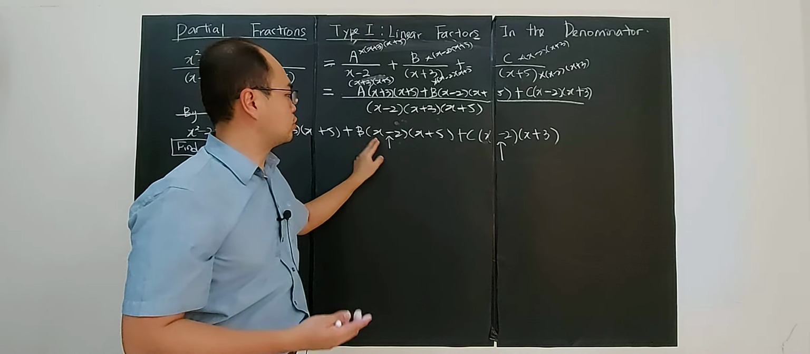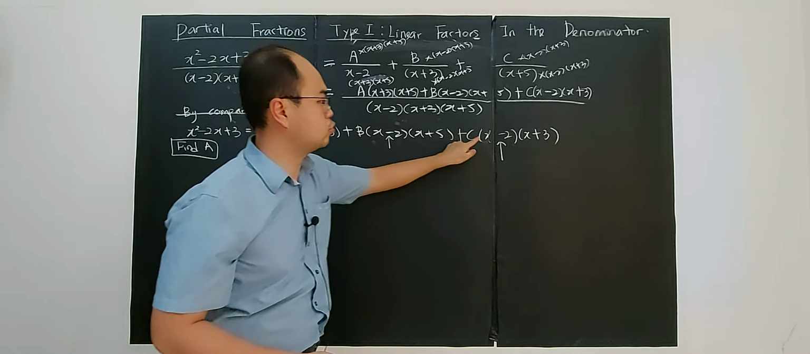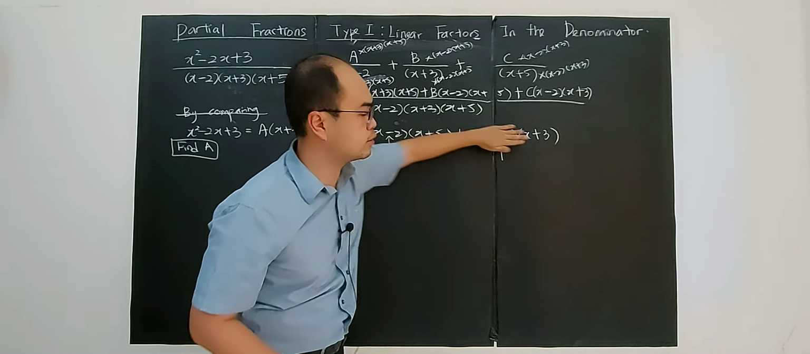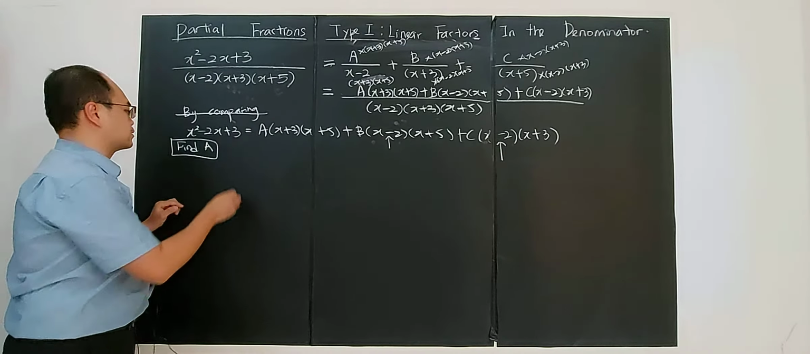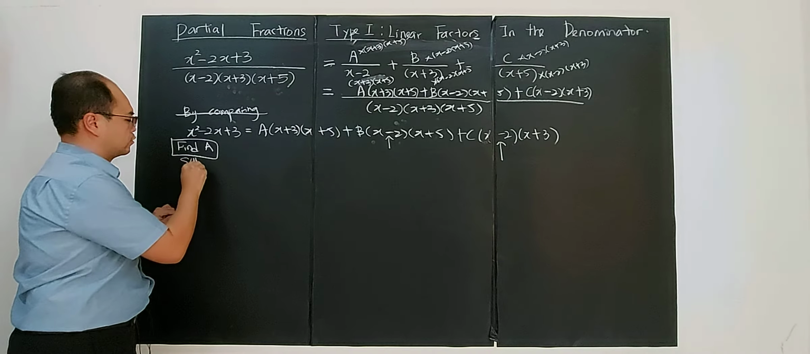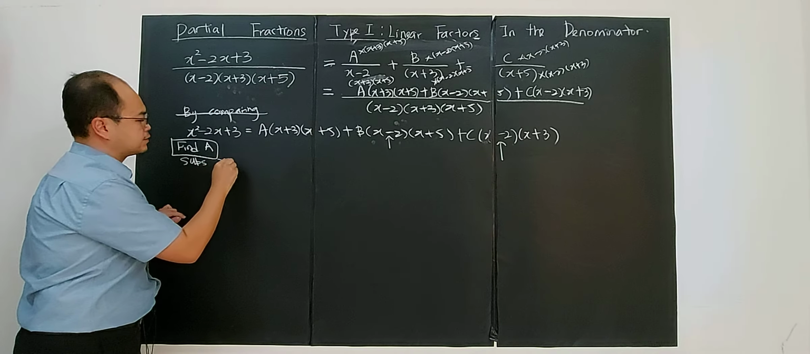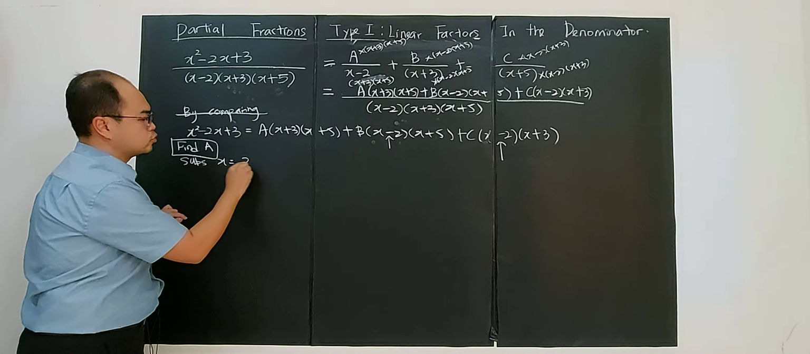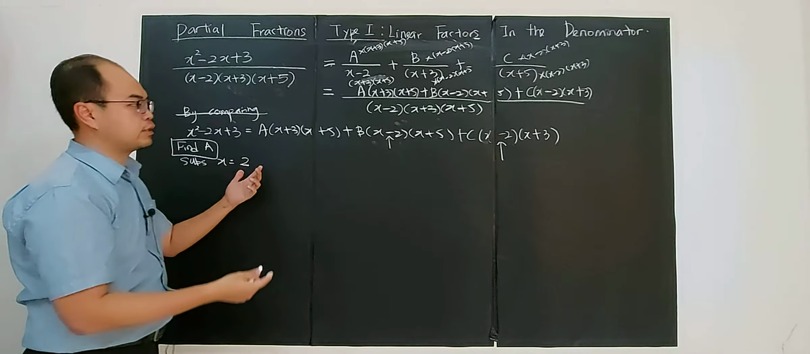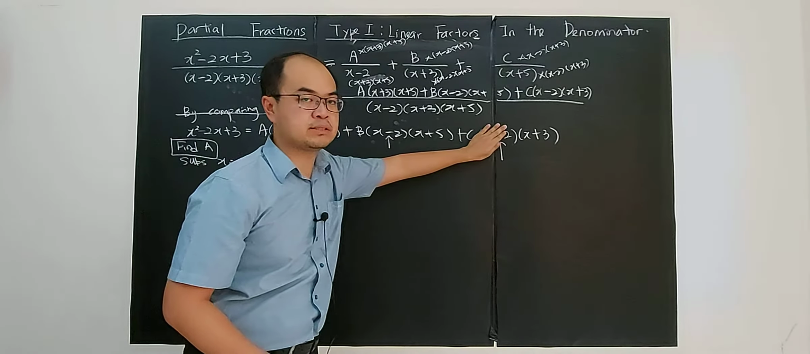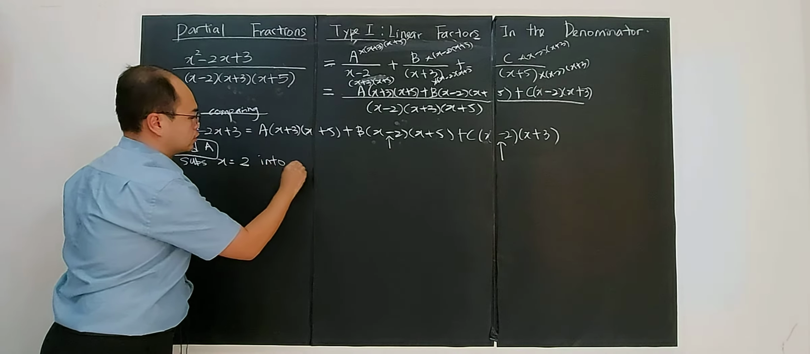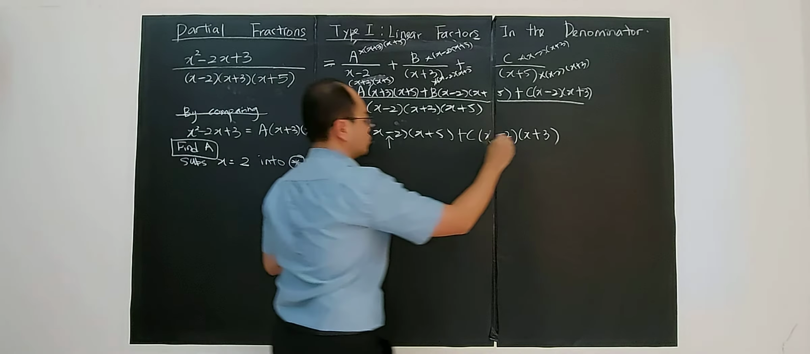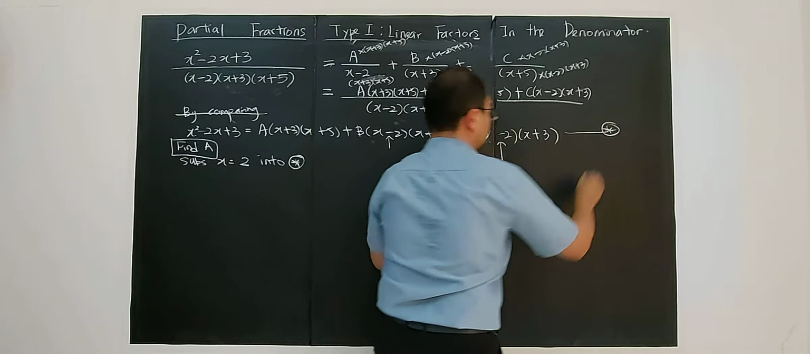So I put x equals 2. 2 minus 2 is 0, so these two terms will become 0. Then you can peacefully find the value of A. That's the technique. You substitute x equals 2. Why are you choosing 2? I have already told you, if you put 2, this will be 0. So you put 2 into the equation.